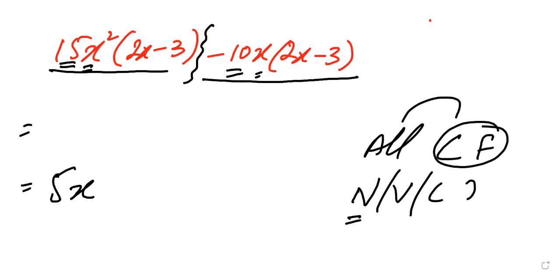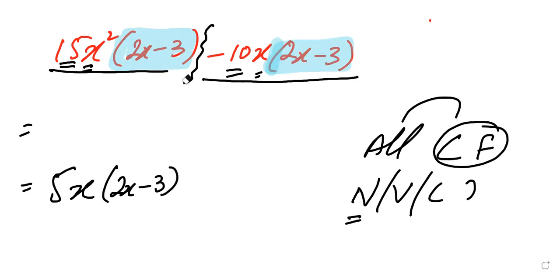Then, guys, if you look very carefully, this time the bracket is also common. This 2x minus 3 is in the first term and this 2x minus 3 is in the second term also. So this time we have a common factor of number, variable, and bracket. This is my common factor.